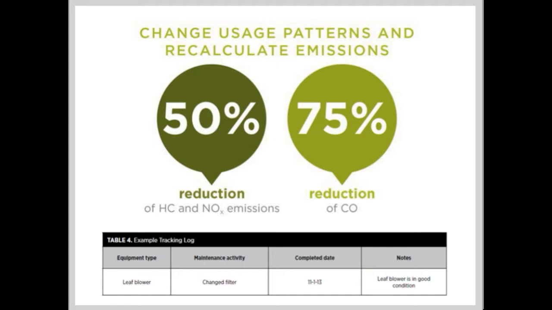The team should then implement any necessary changes to reduce hydrocarbon and nitrogen oxide by 50% and carbon monoxide by 75% from the baseline. The greatest reduction in emissions can generally be achieved by replacing gasoline-powered equipment with manual strategies or electric-powered equipment. Another possible question. Reducing equipment runtime by limiting high-maintenance landscaping is another strategy. Table 4 is a sample entry from a log that tracks recommended maintenance by the equipment type.